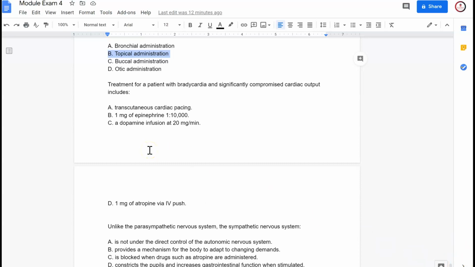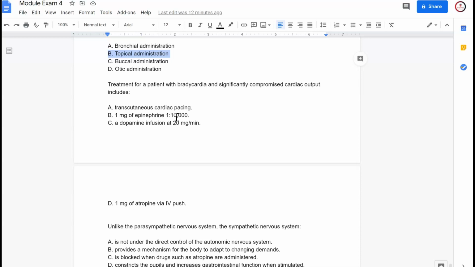Treatment for a patient with bradycardia and significantly compromised cardiac output includes. So this is also one of those things where you can kind of look at what the doses of the medications are. You don't give 1 milligram of atropine, so that's wrong. We give 0.5 milligram. Would we give 1 milligram of epi 1 to 10,000? No, not really. That's a little much for a patient who is still alive. The dosage for push dose epinephrine is smaller than this. It's 0.1 milligram.